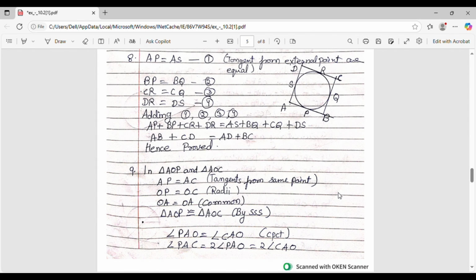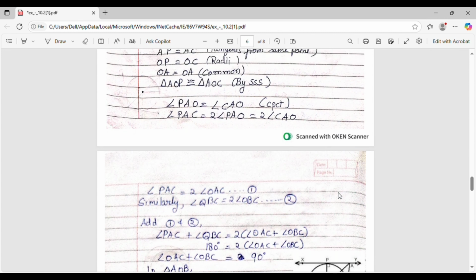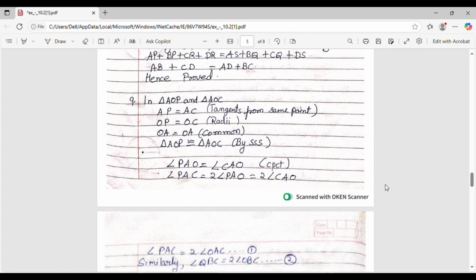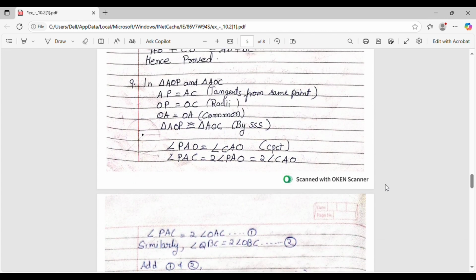Prove that angle AOB is 90 degrees. In this question, first we will join OC as you can see in the figure, and then we will take triangle AOP and triangle AOC. We will prove them congruent by SSS. So angle POA is equal to angle CAO by CPCT.